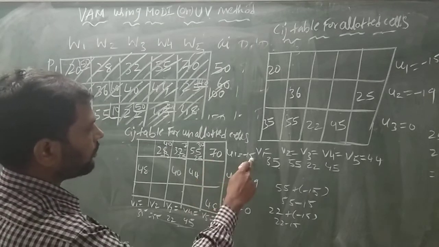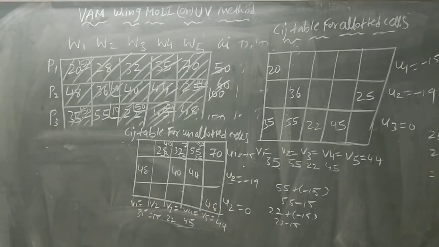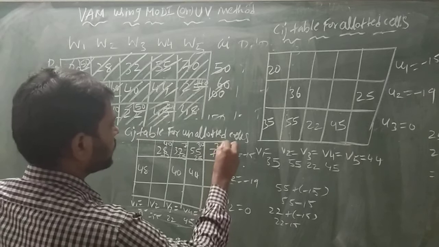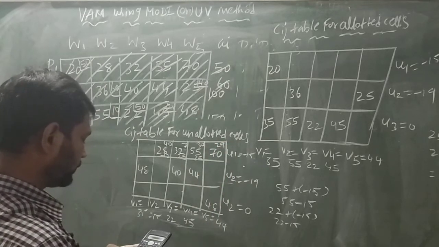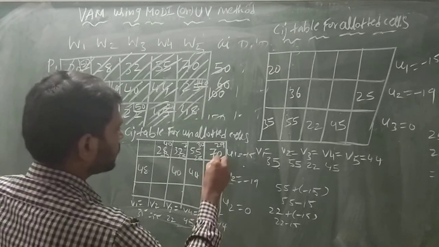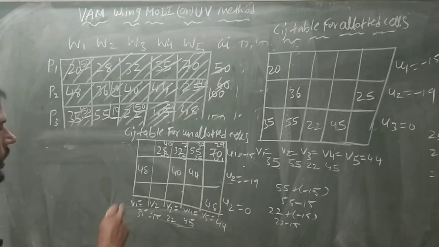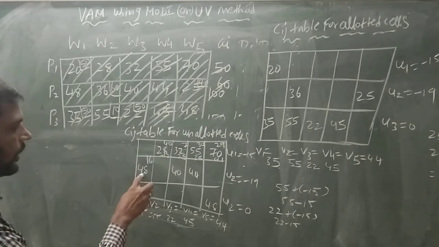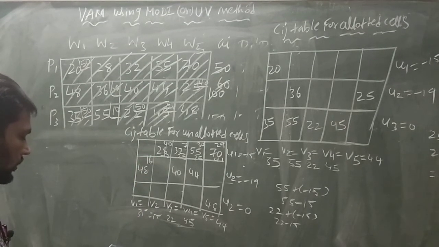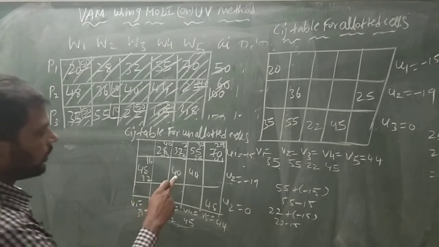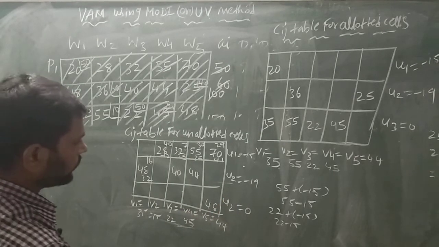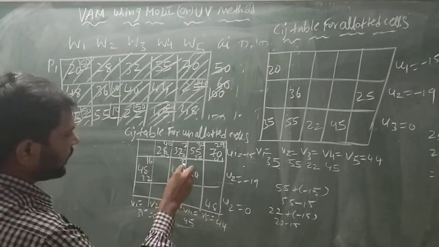So next one is 70: 44 minus 15 is 29, so 70 minus 29 is 41. Next one is 48. In this row minus 19, column 35. 35 minus 19 is 16. So 48 minus 16 is 32. Another value is 40. In this row minus 19, column 22, so 3. 40 minus 3 is 37.